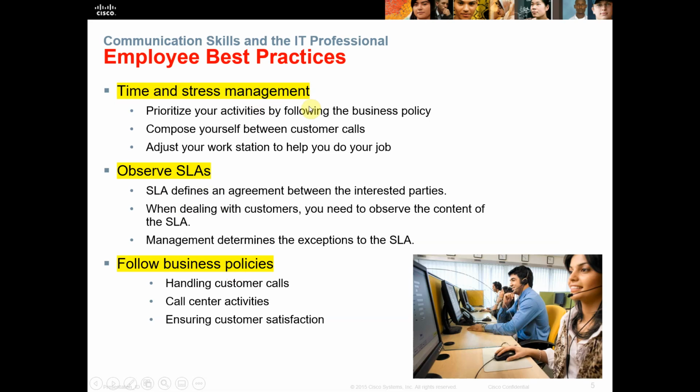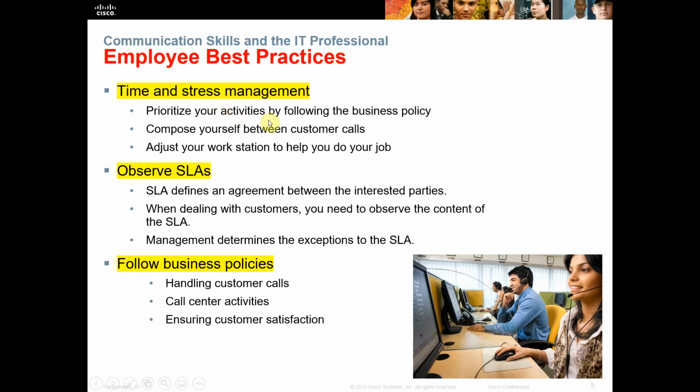Since we are working in an environment, we have to follow time and stress management. So we should always follow the time. Whenever the customer is coming, we have to note down the date we are going to deliver the product and what time the service will be provided to the customer.